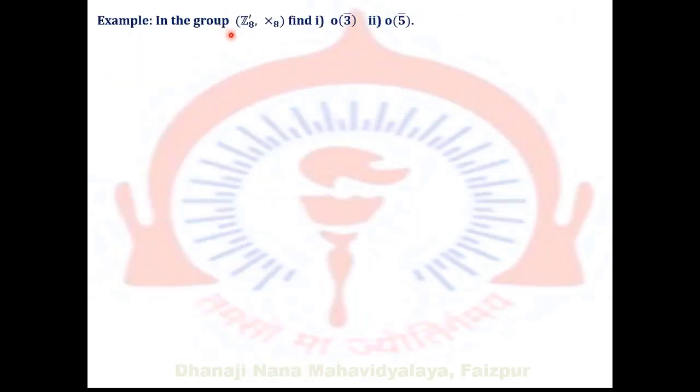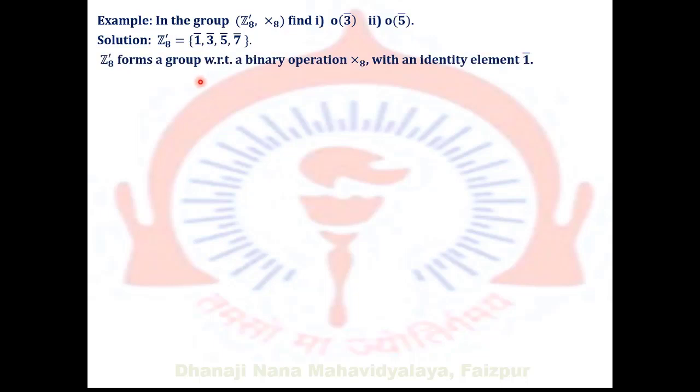Now we have the next example. In the group Z dash with operation multiplication modulo 8, find the order of 3 bar and the order of 5 bar. So we know that Z dash is the set containing elements 1 bar, 3 bar, 5 bar and 7 bar, and Z dash forms a group with respect to the binary operation multiplication modulo 8 with identity element 1 bar, and 1 bar inverse is 1 bar, 3 bar inverse is 3 bar, 5 bar inverse is 5 bar, 7 bar inverse is 7 bar.